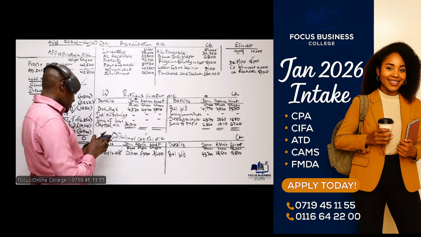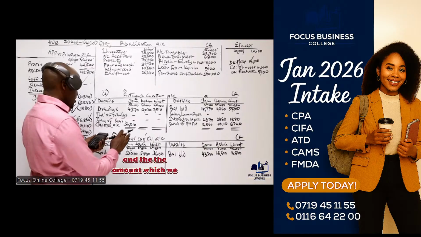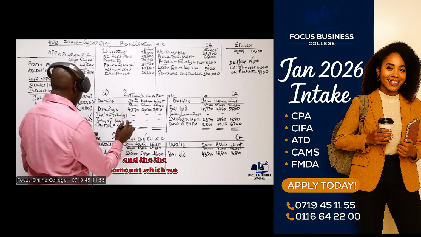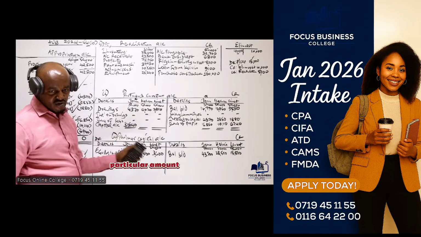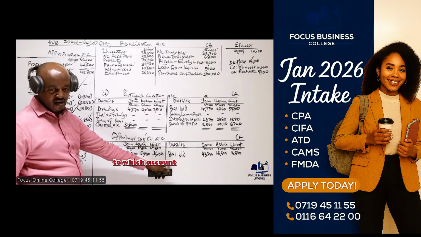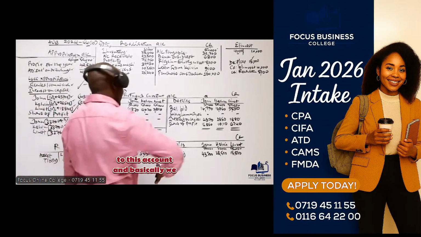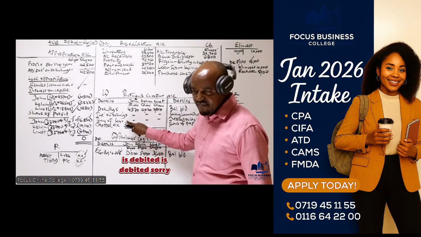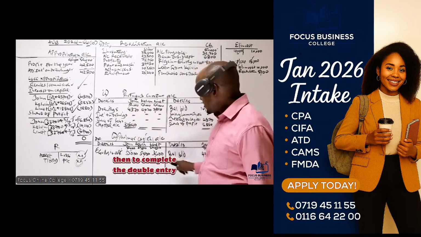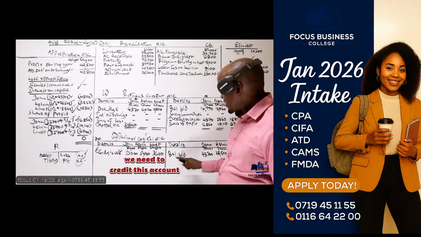4370. And the amount which we get here will be 31,640. Now we cross off this particular amount, to which account? To this account. Basically we follow the rule of double entry. You can see this account is debited. Then to complete the double entry, we need to credit this account.